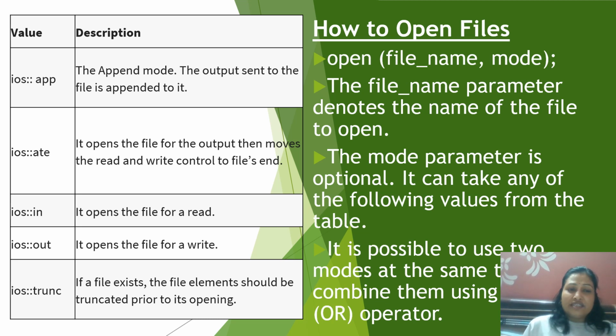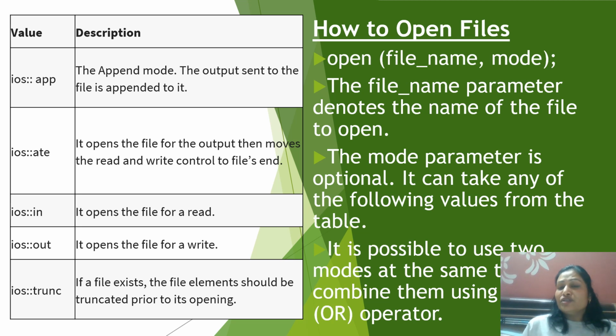From these modes, basically we are going to work with two modes, in and out. With the help of out mode, we are going to create a file and write some text to a file, and with the help of in mode, we are going to read some information from a file. So the next question arises, how to open the file. For opening a file, we require a function that is open, and in that we have to pass two parameters, that is the file name and second is the mode.